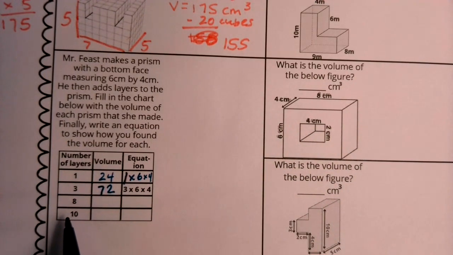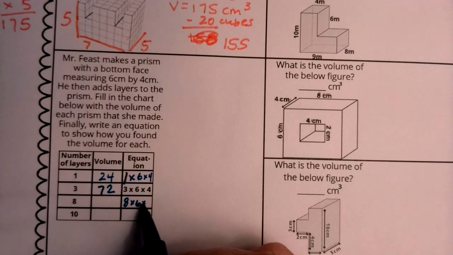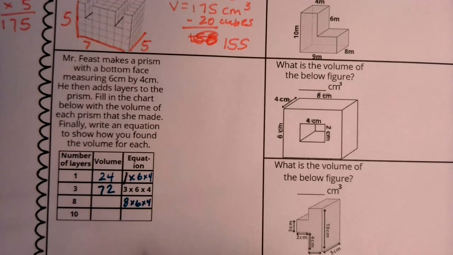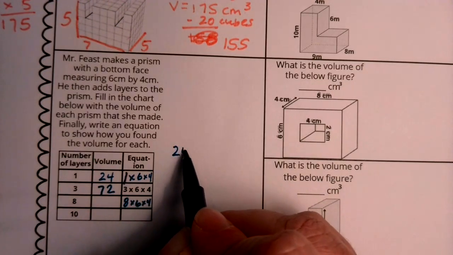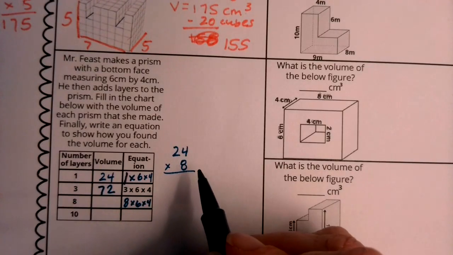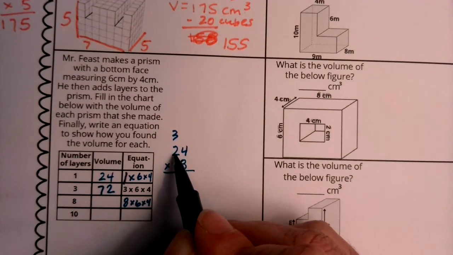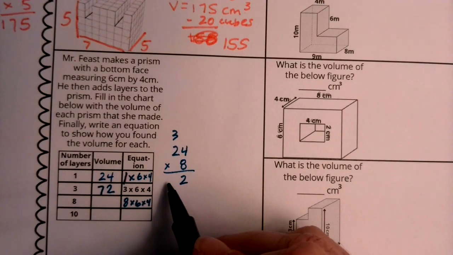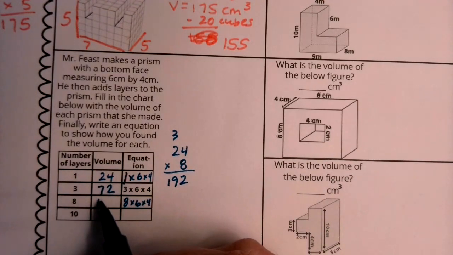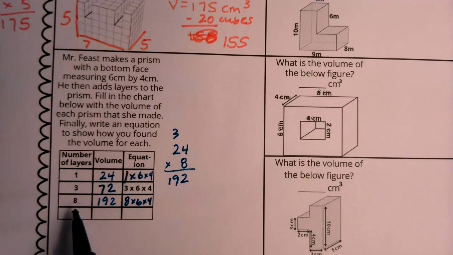Now I need to do the same thing with 8. So if I have 8 layers of the 6 times 4, what would that be? Well, I know that 6 times 4 is 24, but I know that I'm going to have 8 of those. So let's multiply to find that. 8 times 4 is 32. Here's my 2, carry my 3. 8 times 2 is 16, 17, 18, 19. I am looking at 192 cubes in those 8 layers.